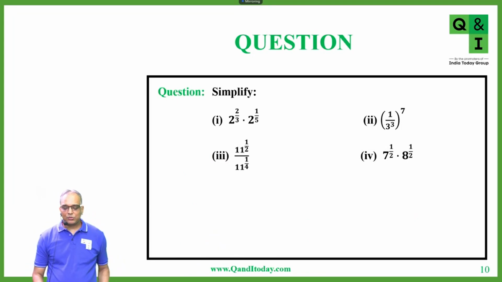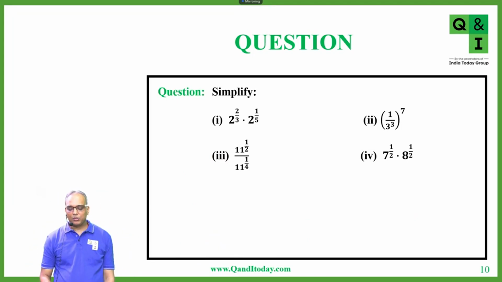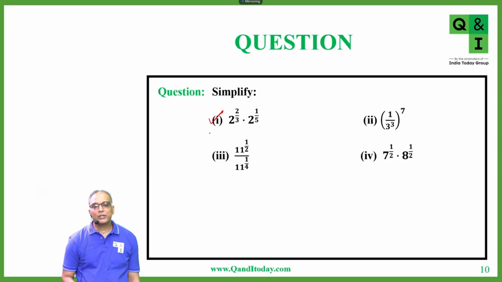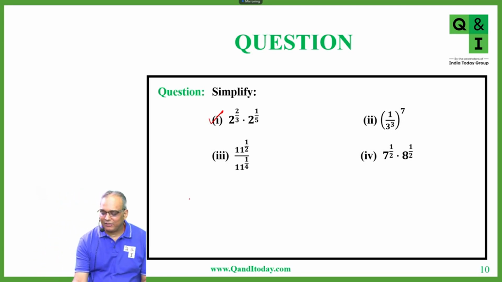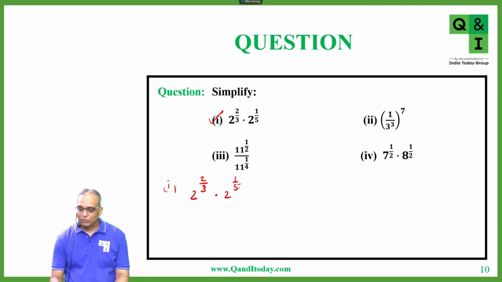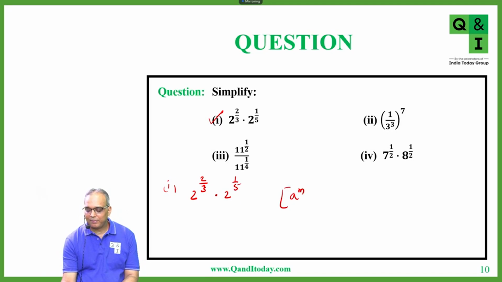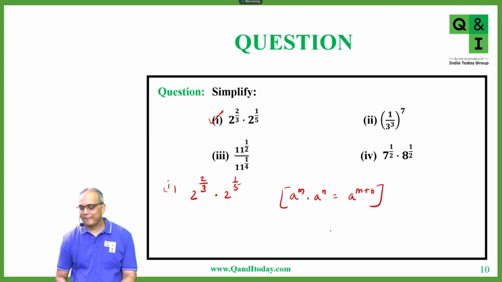Now in these questions, students, you have to again use the identities. So you have to simplify 2 raised to the power 2 by 3 into 2 raised to the power 1 by 5, the first one. Here the bases are the same and you are multiplying these numbers with different exponents, so in that case we add the exponents. The identity we are going to use is a to the power m into a to the power n is a to the power m plus n. Right?